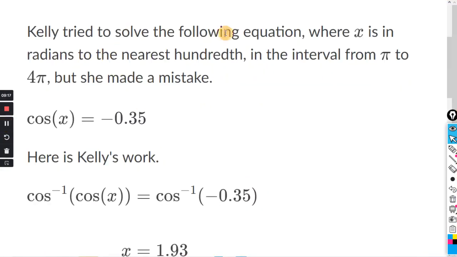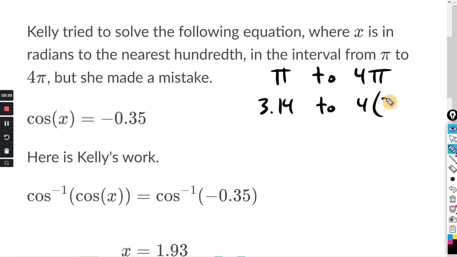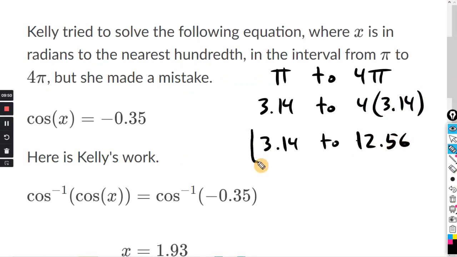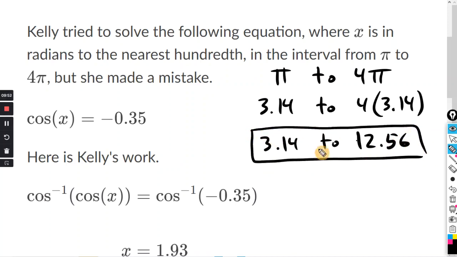All right, Kelly tried to solve the following equation where x is in radians to the nearest hundredth in the interval from pi to 4 pi. All right, so it goes from pi to 4 pi, which means it's going to be 3.14 to 4 times 3.14. Okay. And this is going to be 12.56. All right, so this is the interval we're looking for as far as the values of x are concerned.